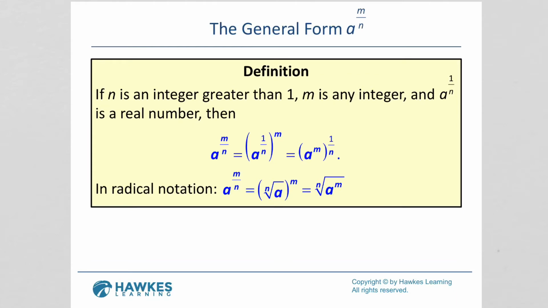If n is an integer greater than 1, m is any integer, and a to the 1 over n is a real number, then a to the m over n is equal to the quantity a to the 1 over n to the m, which is also equal to a to the m, that quantity, to the 1 over n power. In radical notation, a to the m over n is equal to the nth root of a taken to the m power, which is equal to the nth root of a to the m.